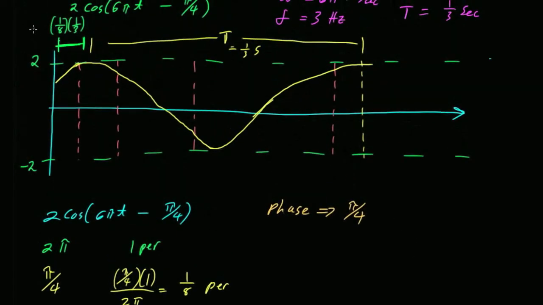How long is 1/8 of a period? Well, 1 period is that long, a third. So 1/8 of a period had better be 1/8 of a third. Okay. So that was one way of doing it.